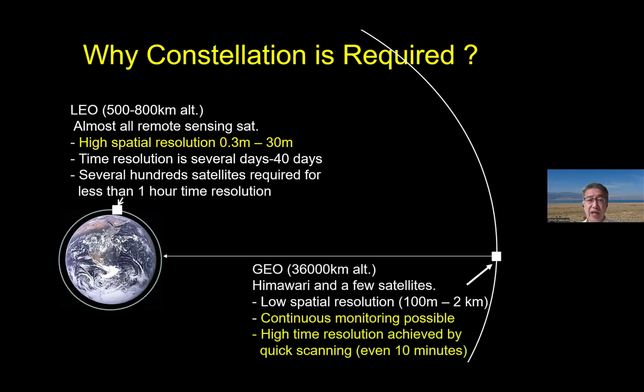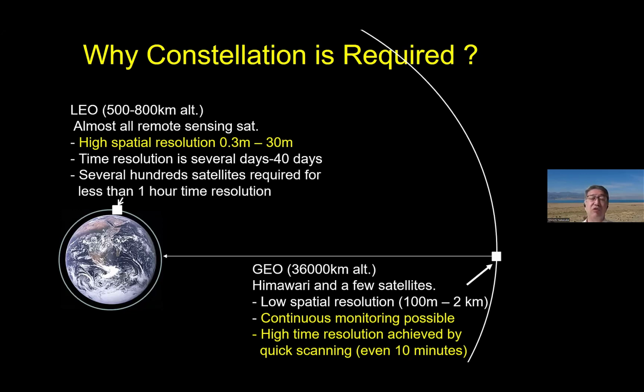On the other hand, we have GEO satellites. There are not so many GEO Earth observation satellites, but the Himawari meteorological satellite and a few others have this capability. Continuous monitoring is possible, and high time resolution is achieved by quick scanning. For example, Himawari can scan the whole globe every 10 minutes. But the problem is that it is far away from the Earth, which results in low spatial resolution.